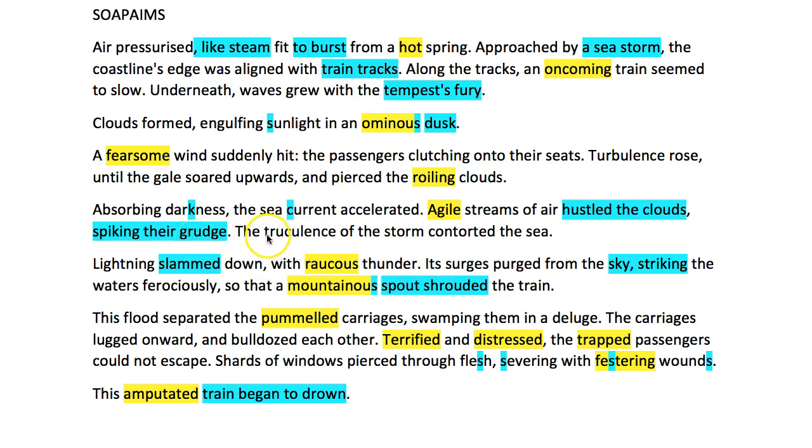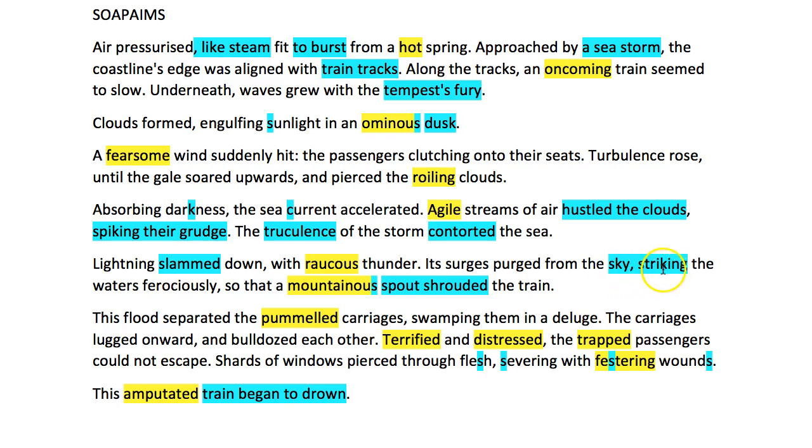And actually, I didn't highlight this one, but the storm has a truculence. That again is a human characteristic, which is personification. And if the sea is contorted, it's normally bodies that contort and definitely facial expressions. So that again is personification. Lightning slammed down. Again, this is an onomatopoeic word. The sky striking, that sibilance again.